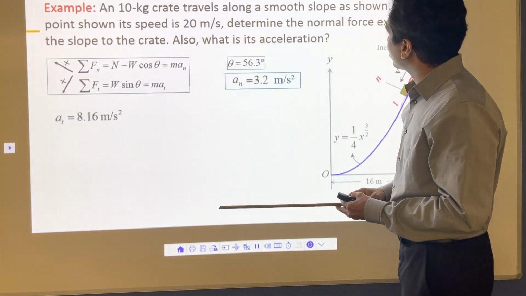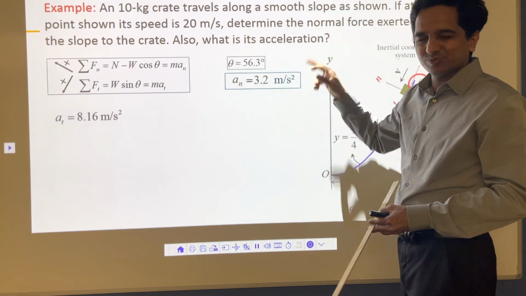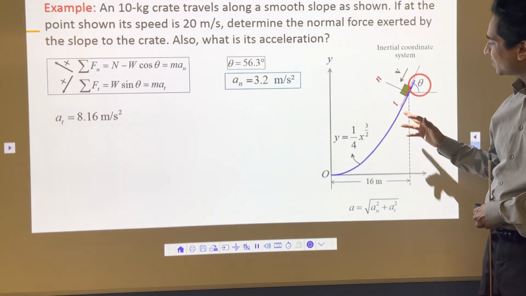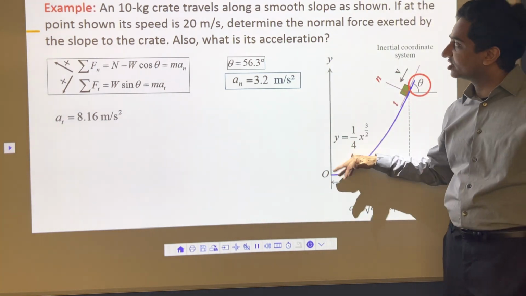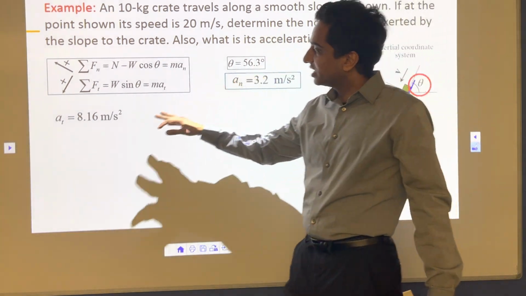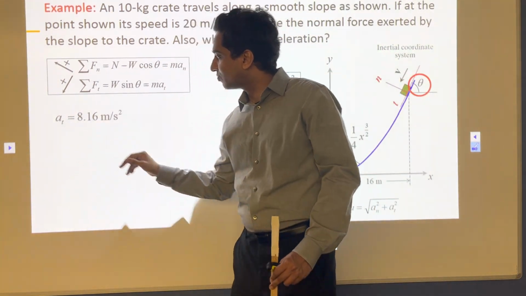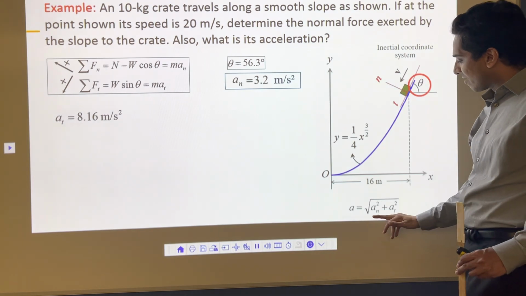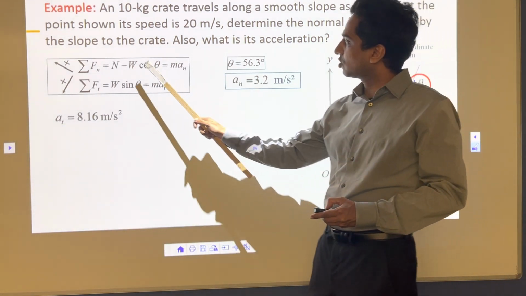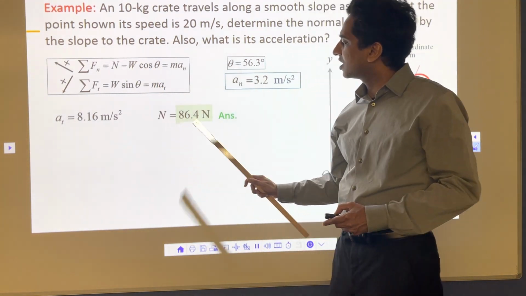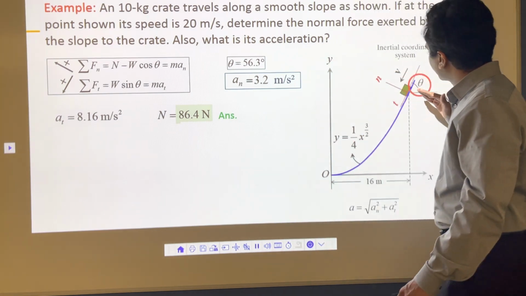Again, for this part we are going to assume that it is a smooth slope. Smooth slope means there is no friction. So keep that in mind, that there is no friction here because it is a smooth slope, and therefore we have tangential acceleration is 8.16 in this direction. So you have at, you have an, you can solve this one. Normal will come around 86.4 Newton, that's your answer.